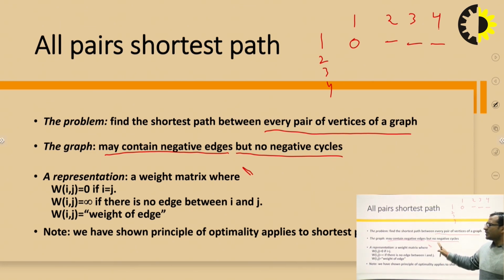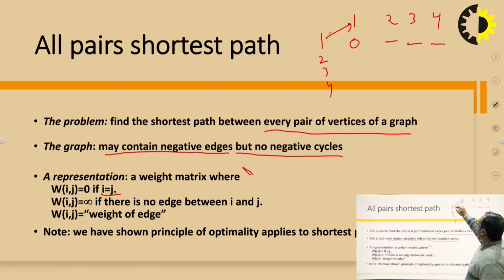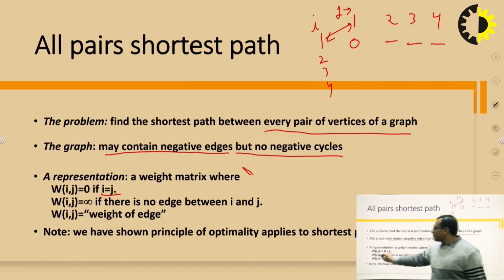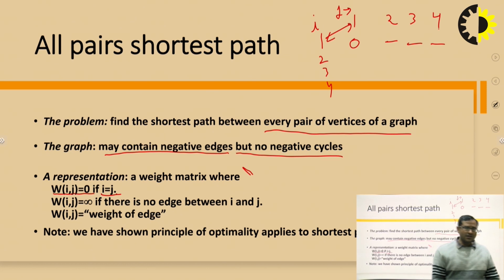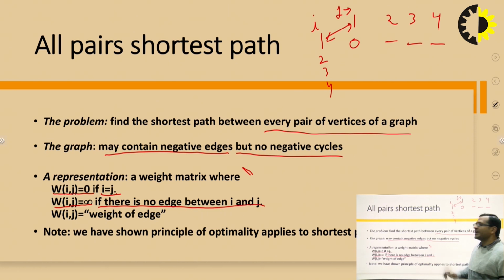What is the representation? In the weighted matrix, if I is equal to j, like vertex i and vertex j both being 1, 1 to 1, this is i and this is j. If both are equal, the weight should be 0, because going from a node to the same node, even if there is a cycle, the weight is 0. Next, the weight from i to j is infinite if there is no edge between i and j.